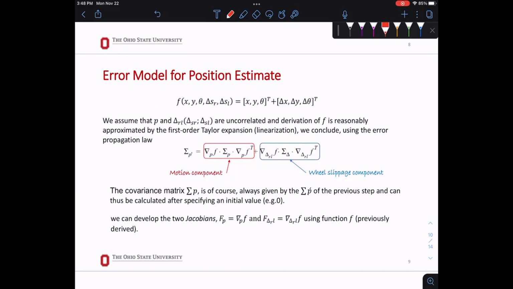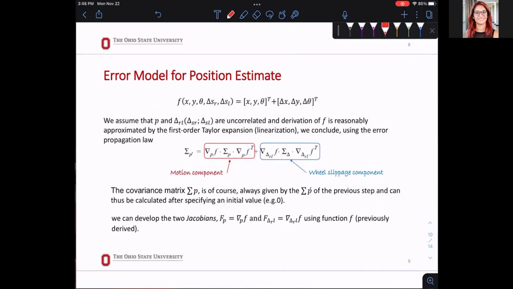Let me see if I can pull up some code to show you how to code that, because we just talked about the error, but how can we use those equations? Let's see if I can pull that up. All right, yes, here. Okay, I'm going to share this.